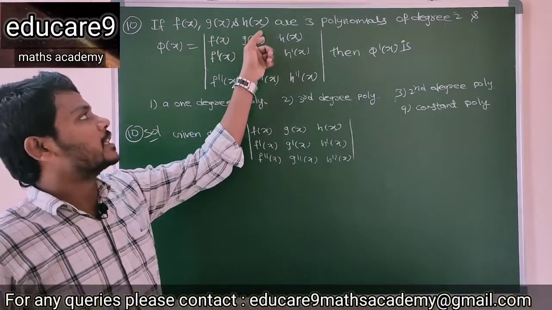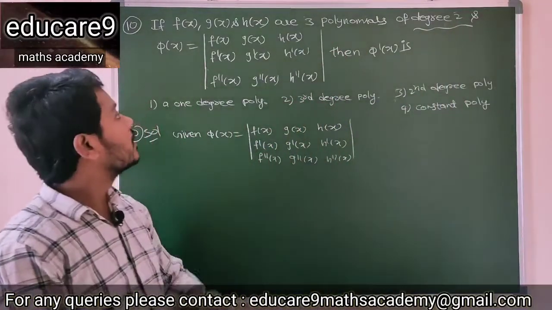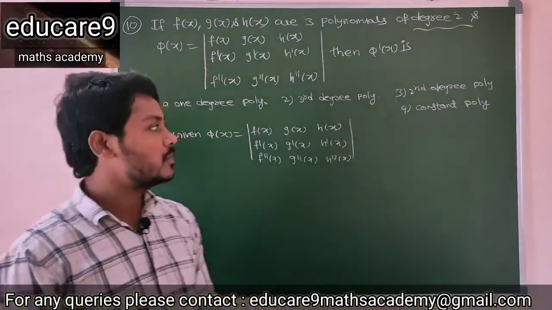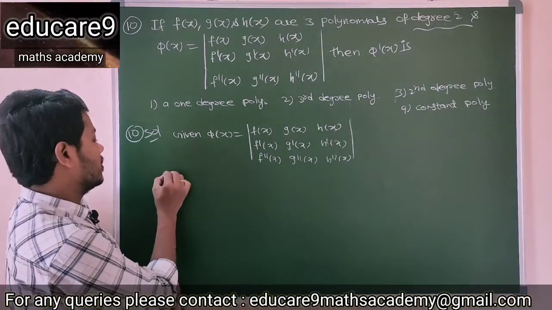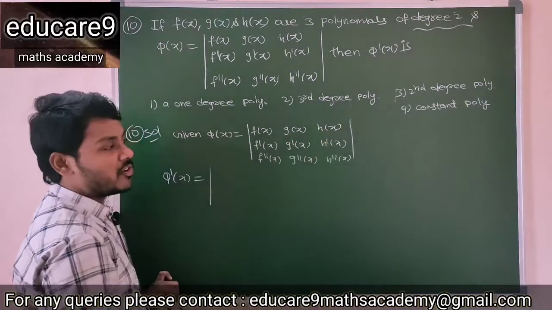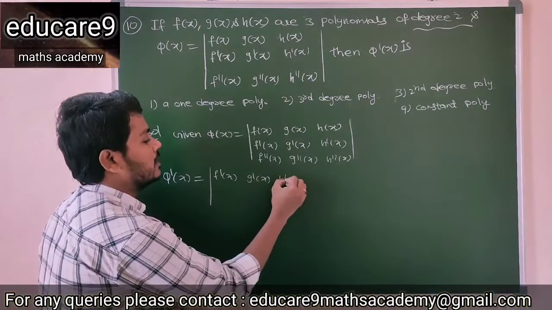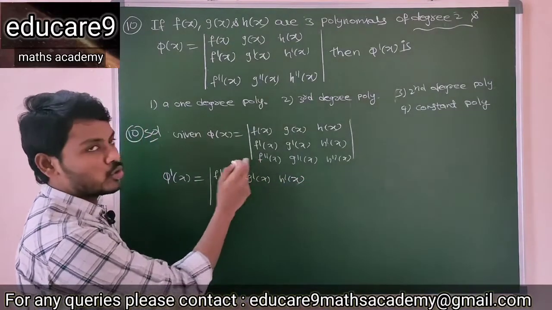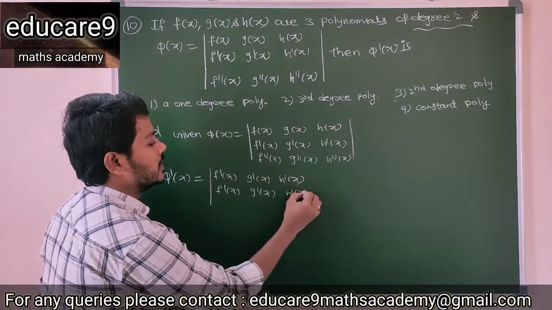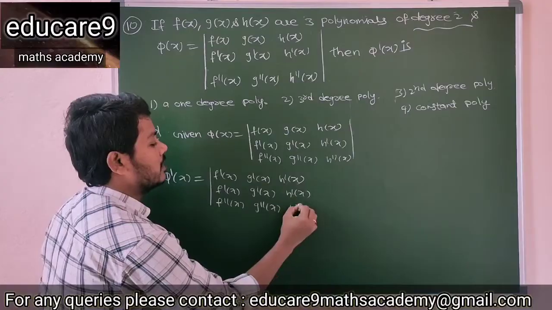f of x, g of x, h of x are three polynomials of degree 2 and phi of x is given, then phi dash of x is what? So find phi dash of x. That is the differentiation of this determinant, that is the differentiation of the first row. So that is f dash of x, g dash of x, h dash of x. So the remaining two rows as is, that is f dash of x, g dash of x, h dash of x. Here f double dash of x, g double dash of x, h double dash of x.